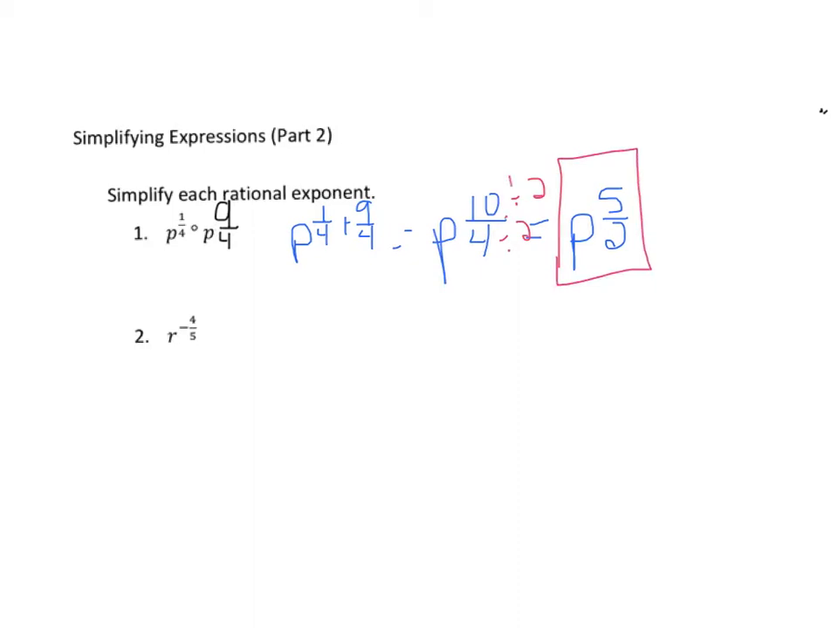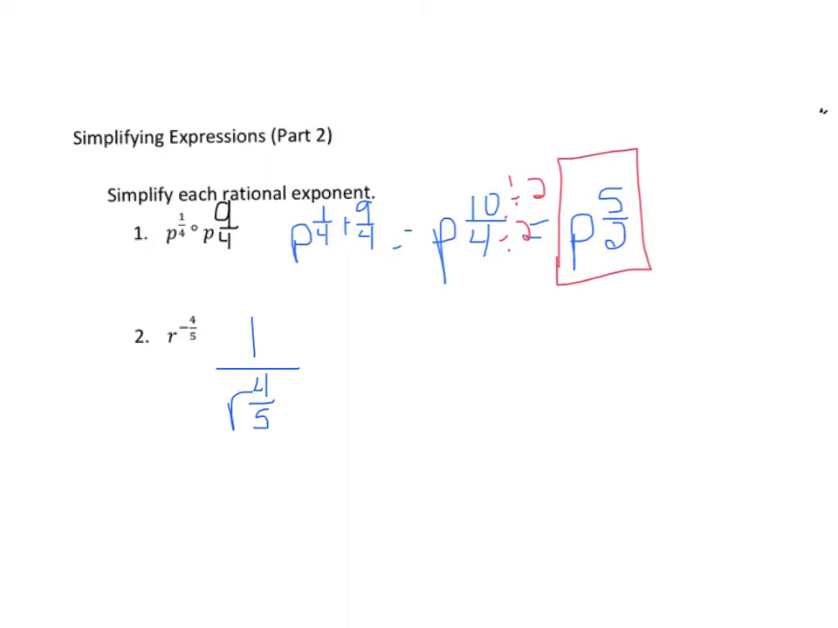In our next example, we have r to the -4/5. Oh, it's a negative exponent, so we better put it on the bottom. So we're actually going to have 1 over r to the +4/5 now. For this one, we can't have fractions in the denominator, because actually r to the 4/5 is the same as saying the 5th root of r to the 4th.